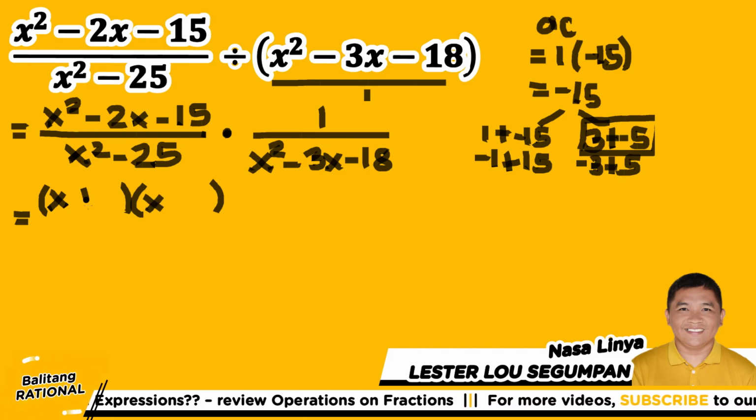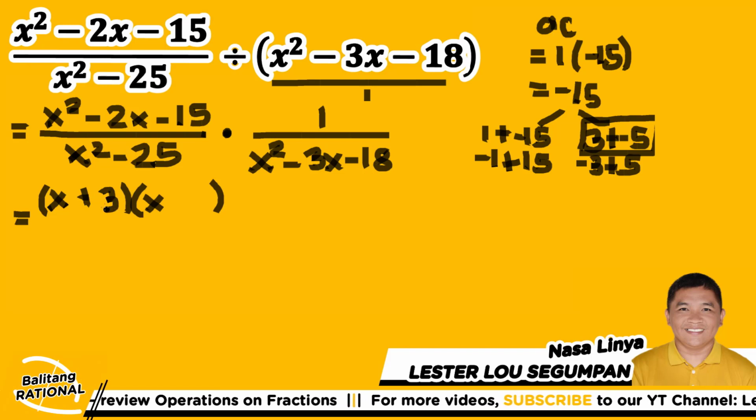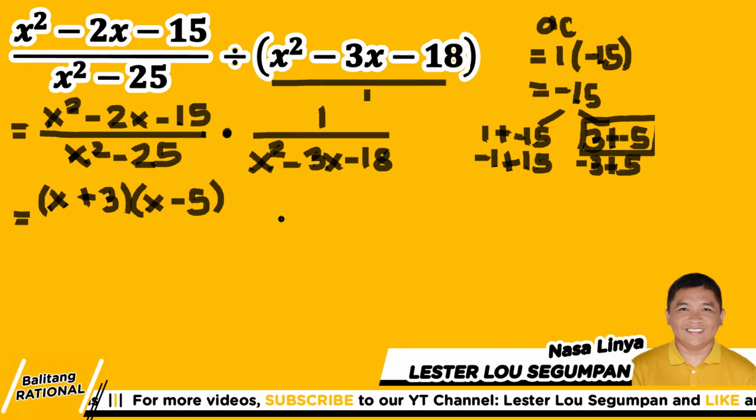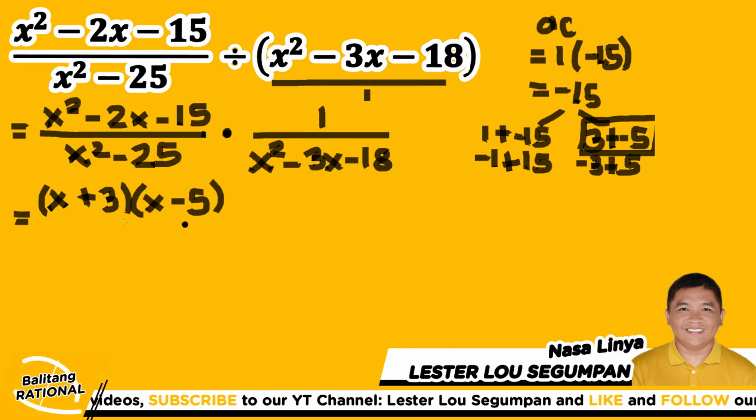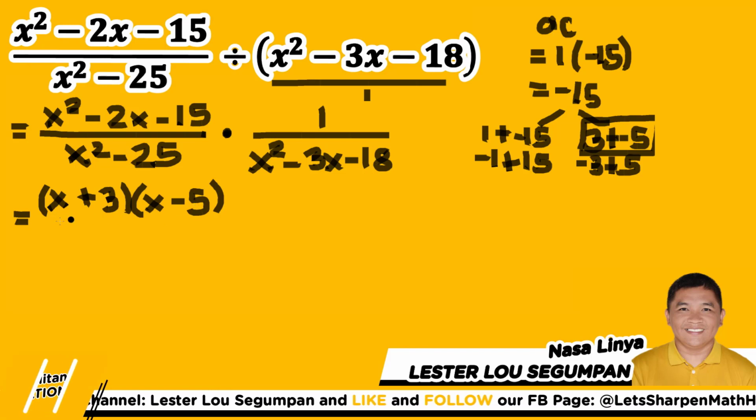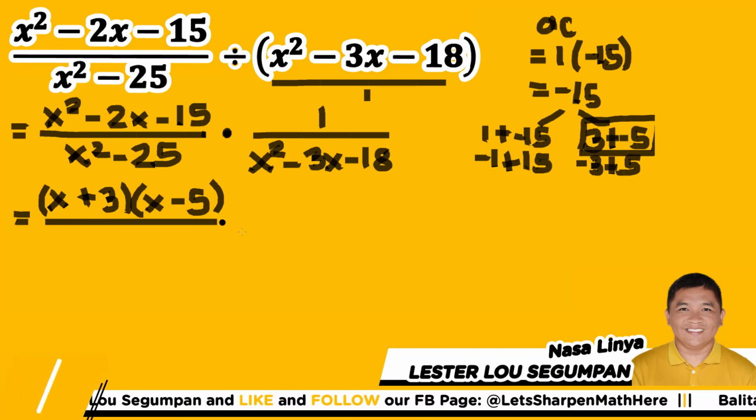We have positive 3, so plus 3. And we have minus 5, so negative or minus 5 here as well. These are the factors for the numerator of this given rational expression. Let's proceed sa denominator po natin.